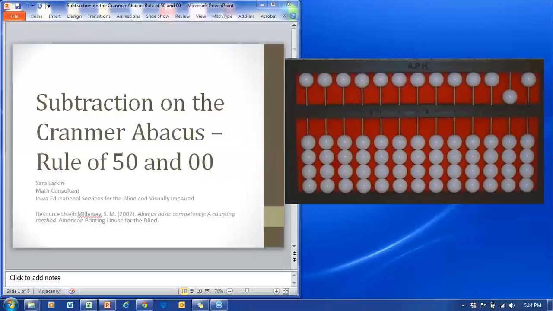This video will look at subtraction on the Cranmer abacus using the rule of 50 and double zero. Let's begin by looking at the rule of 50.